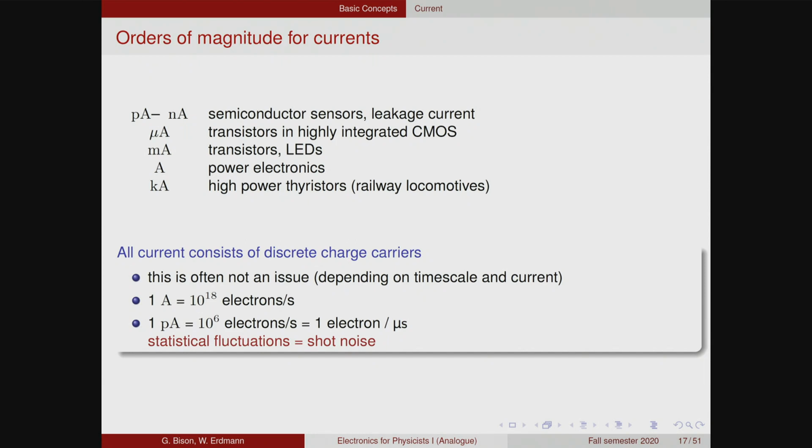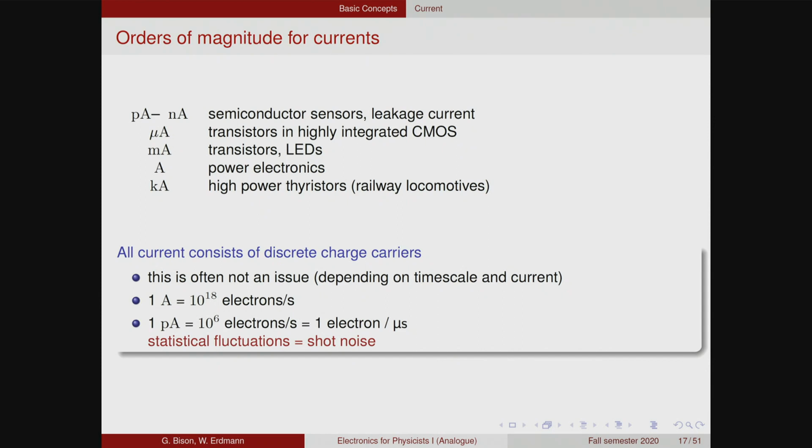But since the electrons have such a small charge, it's always a large number of electrons that make up our current. So if we have 1 ampere, it's 10 to the 18 electrons per second. It's an unbelievably large number. If you have a picoampere, it's already 10 to the 6 electrons per second, and it's 1 electron per microsecond. So a picoampere is a small current, but remember, if you want to measure a picoampere with microsecond time resolution, you are looking at individual electrons passing through your detector. So this might be difficult to detect.